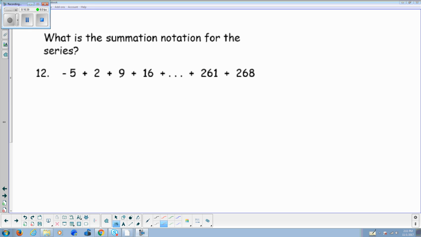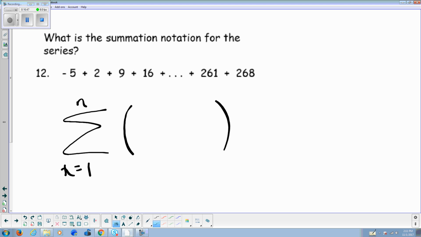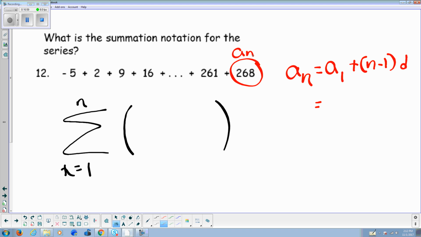We're going to do this one more time. We're going to write a summation notation. We're going to start with x equals 1 to n, and we're going to find an explicit formula for the series. We're going to start with our an formula, a1 plus n minus 1 times d. An, we know, is 268. Substitute that in. a1, we know, is negative 5. Substitute that in. We do not know n, but we can find our common difference.